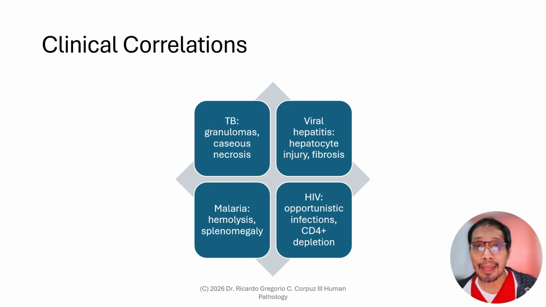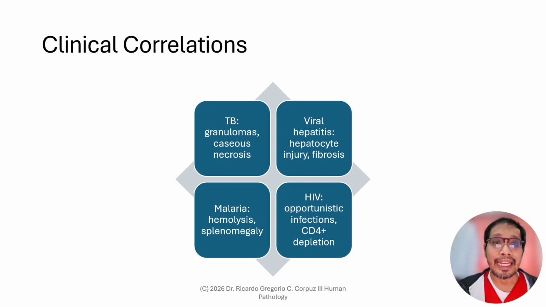TB is the classic example of granulomatous inflammation driven by a strong T-cell mediated immune response. Mycobacterium tuberculosis survives inside macrophages, triggering chronic inflammation. The immune system forms caseating granulomas to contain the infection. Central necrosis gives the cheese-like appearance. Clinically, this explains chronic cough, cavitary lesions, and systemic symptoms like weight loss. TB demonstrates how persistent intracellular pathogens lead to granuloma formation.